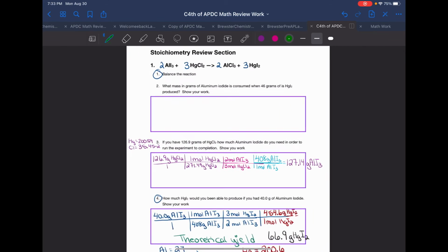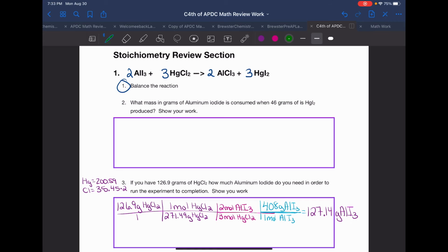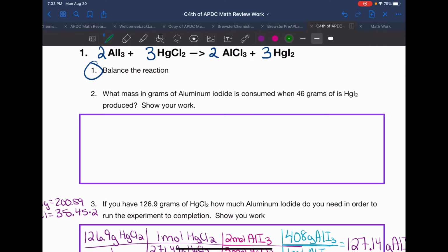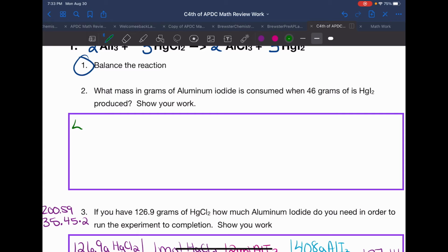I also saved one on the stoichiometry. And so what mass in grams of aluminum iodide is consumed if 46 grams of HCl2 is produced? So we'll start with our 46 grams of HCl2 and we'll place it over 1.